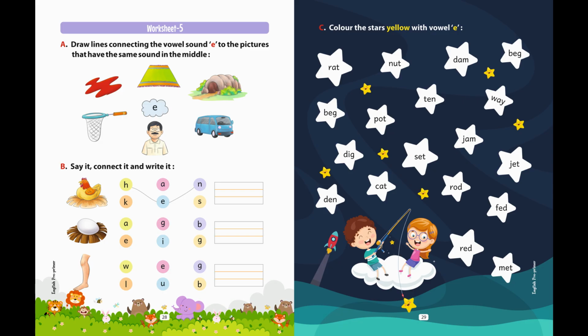On the right page, let's go star hunting. Find all these stars with the vowel E in the middle. Words like ten, set, jet, fed, red. Color them yellow.